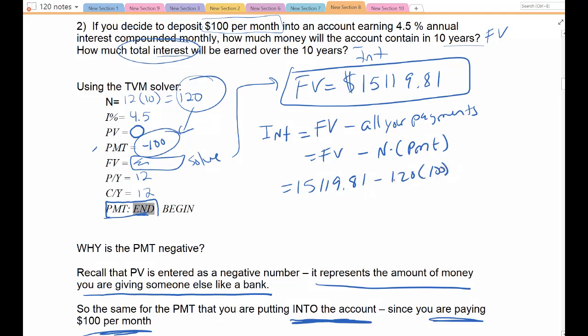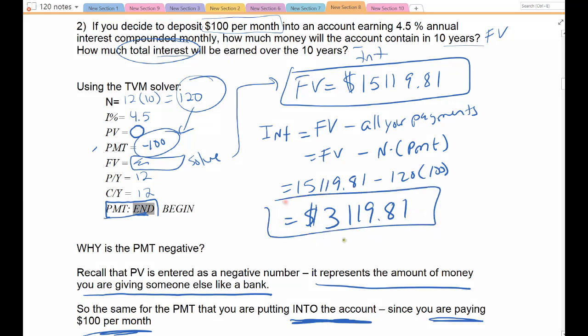That's 12,000 right there. So $12,000 is your personal money out of pocket. So you take the 15,000 minus the 12,000, and the difference, the extra, which is the interest, is $3,119 and about 81 cents in total interest on this investment. All right, so it's the extra.